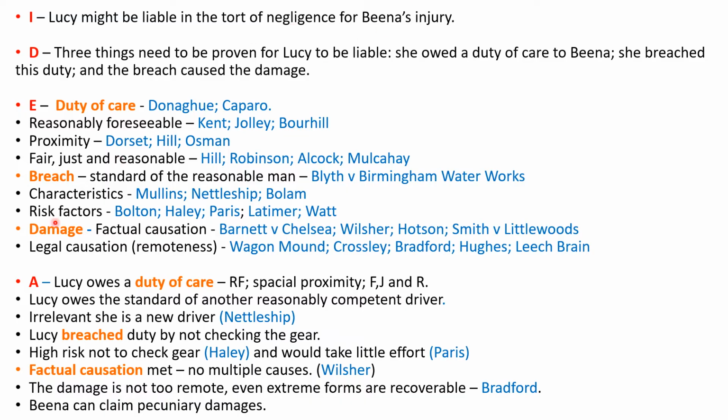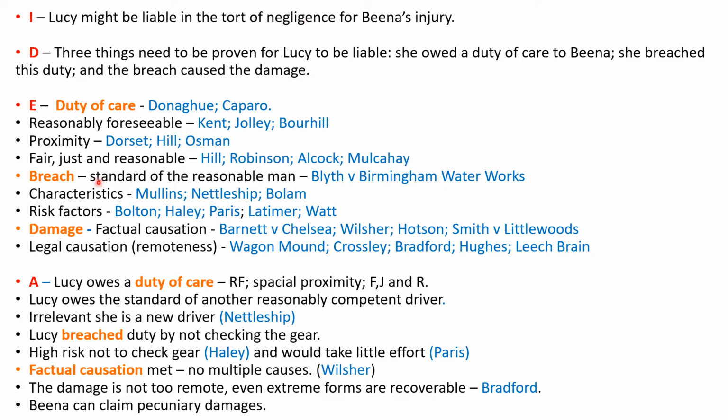And in terms of damage, this is often what's quite tricky to prove, particularly in medical negligence cases. You need to show that your defendant meets factual causation. So they've met the but-for test from Barnett v Chelsea & Kensington Hospital, and that also the damage was not too remote, using the case of the Wagon Mound.